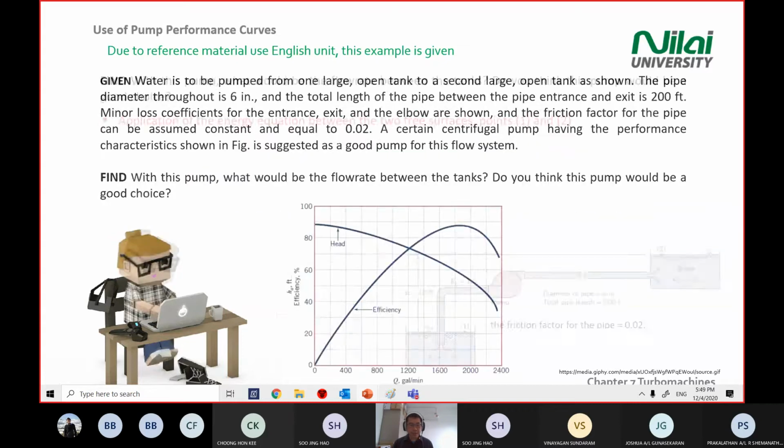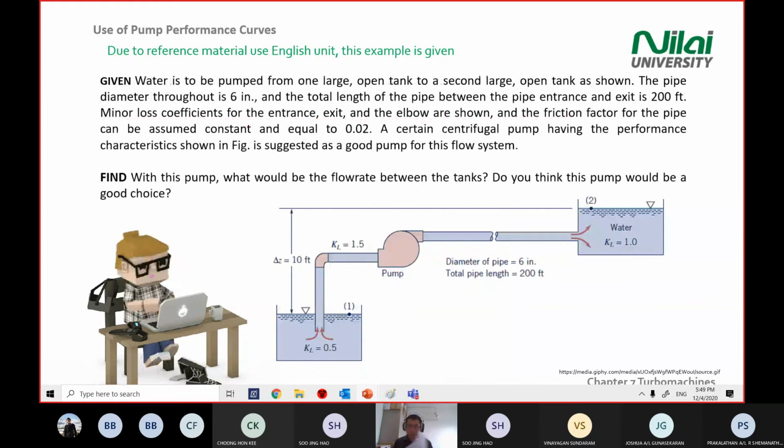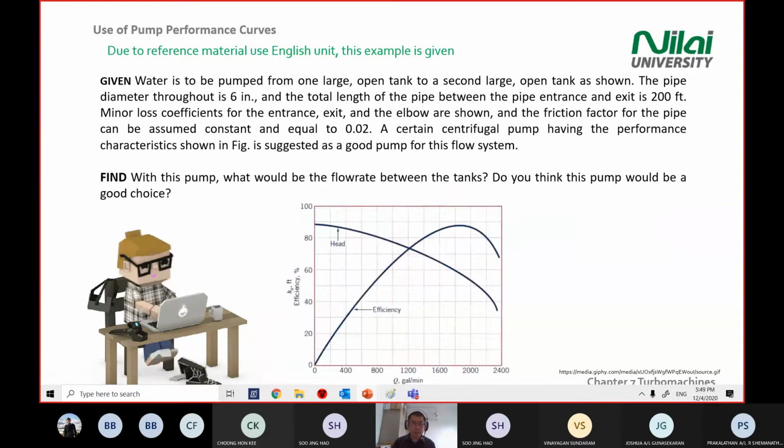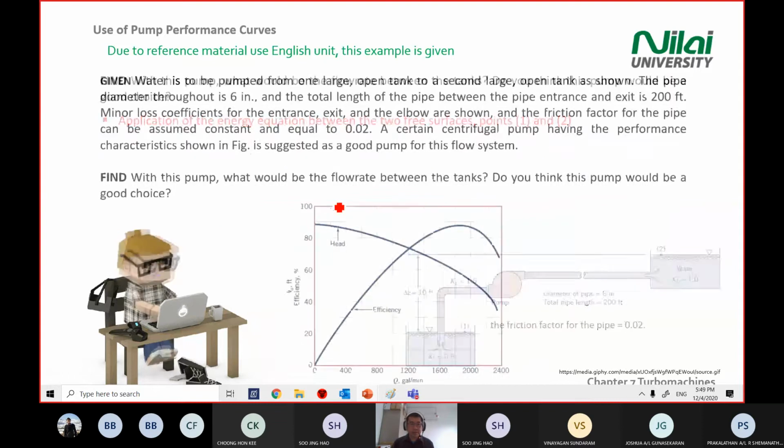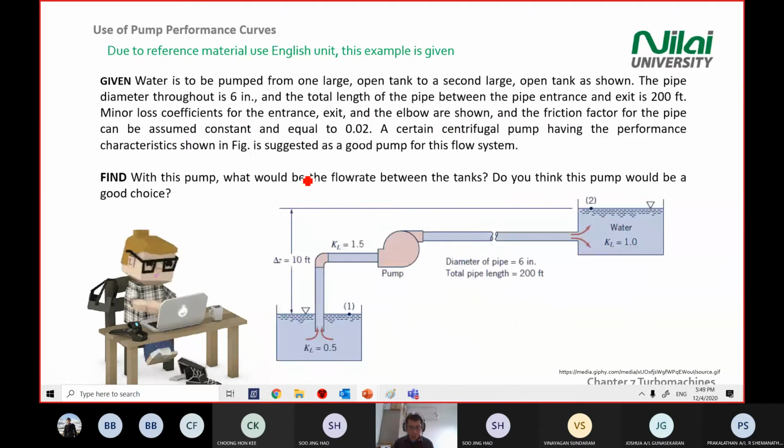Just for your info, question 14 will be considered as one of the areas in your coming assessment, in your coming exam. So go have a look. Okay, right. So let me go through this example.